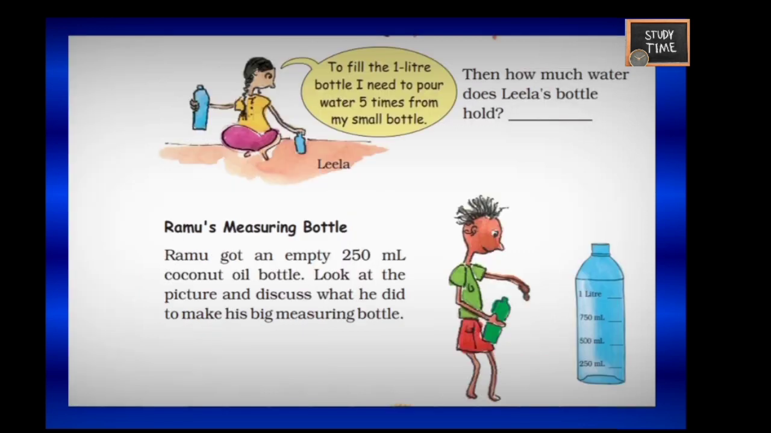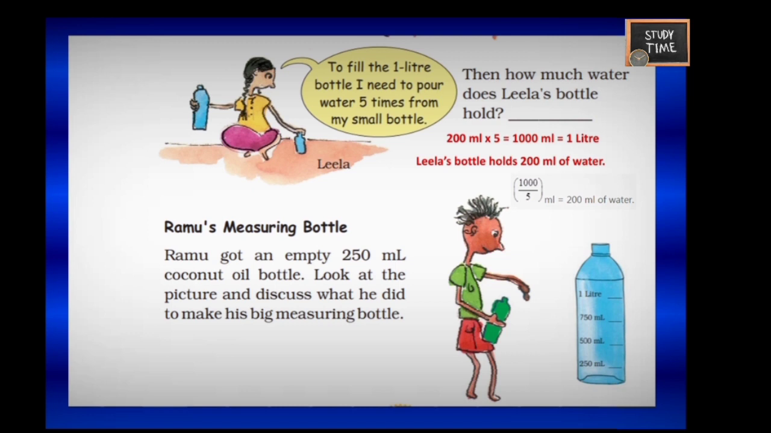Next, Leela is saying, to fill the 1 liter bottle, I need to pour water 5 times from my small bottle. Then how much water does Leela's bottle hold? So 1000 ml divided by 5. You will be getting 200 ml of water. So Leela's bottle holds 200 ml of water.